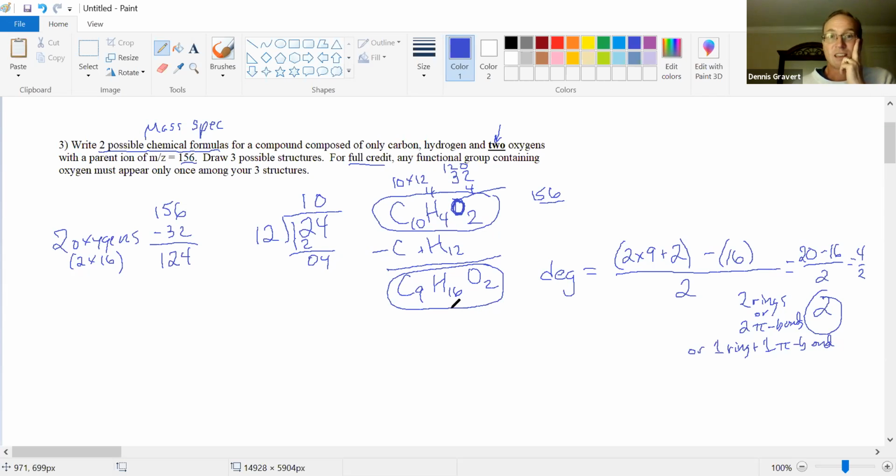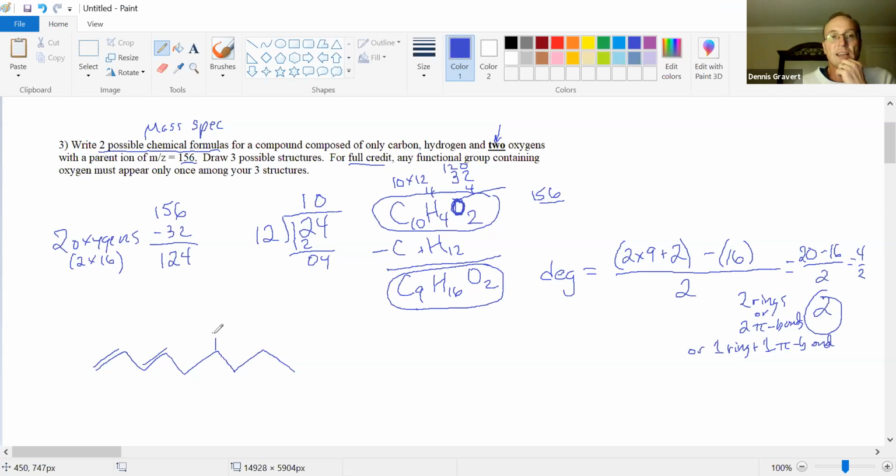Okay. The formula has to be C9, so maybe I'll take the simplest route. How about just 9 carbons in a row? 1, 2, 3, 4, 5, 6, 7, 8, 9. I gotta get 2 degrees in here. So how about a pair of double bonds? 1 degree, 2 degrees, good. And then I got some oxygens and hydrogens. Okay, the hydrogens should take care of themselves, as long as I count the carbons correctly. 1, 2, 3, 4, 5, 6, 7, 8, 9. And I got the degrees correctly. Yep, 2 degrees, 2 pi bonds. And I'll stick in the oxygen.